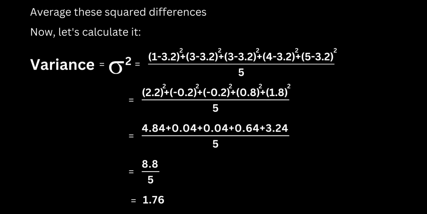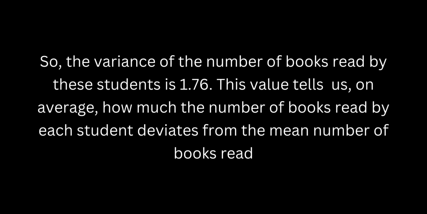Now let's calculate it. Variance is equal to sigma square equal to (1 minus 3.2) whole square plus (3 minus 3.2) whole square. 3.2 is the mean, remember? Plus (3 minus 3.2) whole square plus and so on. If we compute this calculation, we get 1.76. So the variance of the number of books read by these students is 1.76.